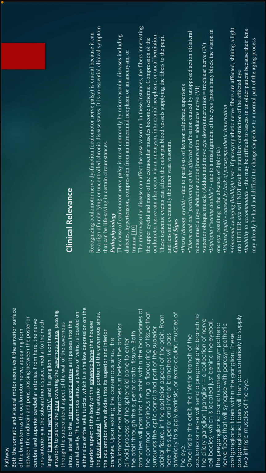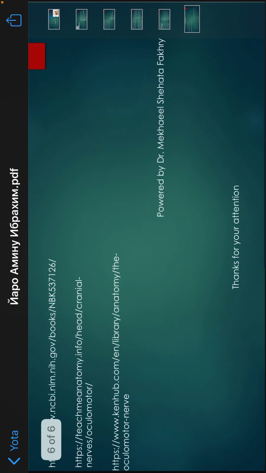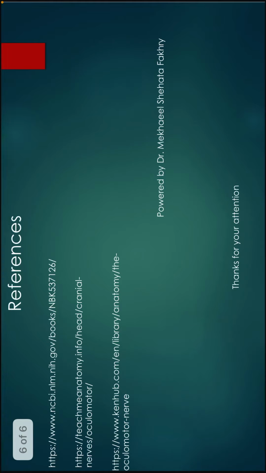So what are the clinical signs? We have a droopy eyelid, which is due to paralysis of the levator palpebrae superioris. We also have diplopia, in other words seeing double due to misalignment of the eyes. And we also have abnormal eye movements and a dilated pupil, which is caused by lack of parasympathetic innervation.